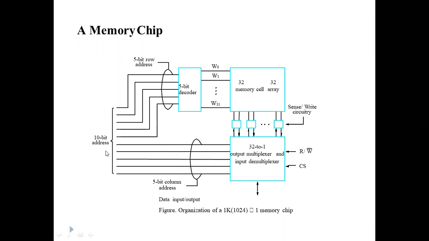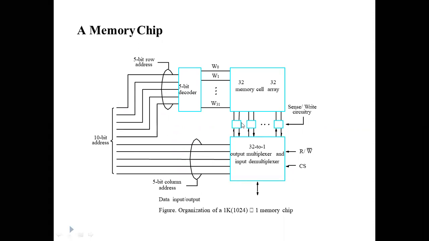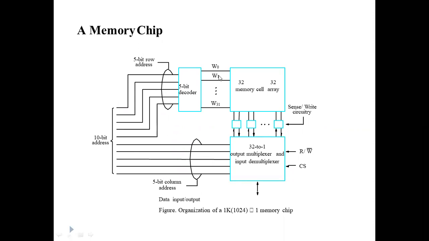Total 10 address bits are there. We are using 5 bits for row addressing and 5 bits for column addressing. These are the 5-bit decoders. Again, you have word 1, word 2, till word 31, which means 32 words are there. A 32-by-32 memory cell array can be arranged by this memory chip. Here we have the sense, read and write circuit, the read/write option, and this is the chip select.